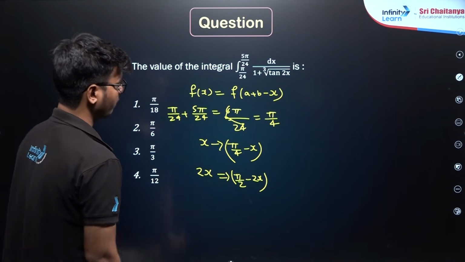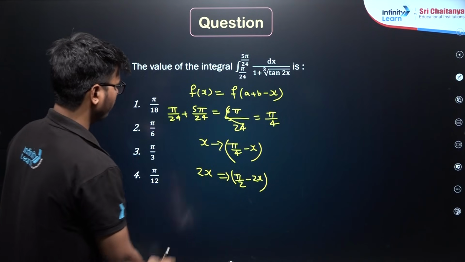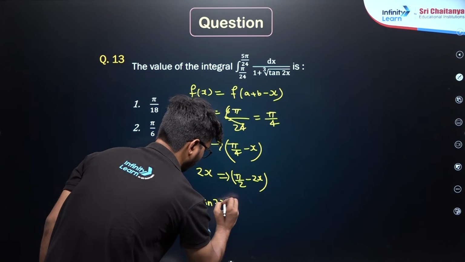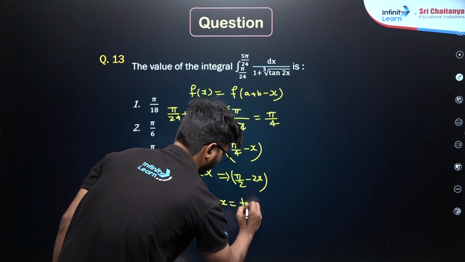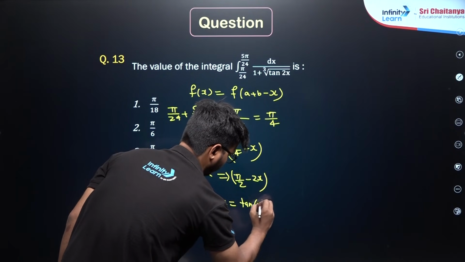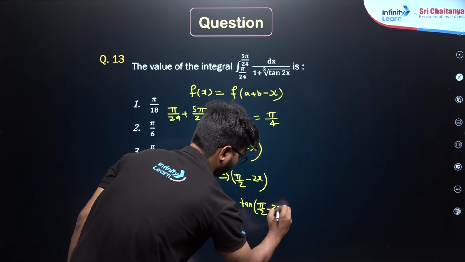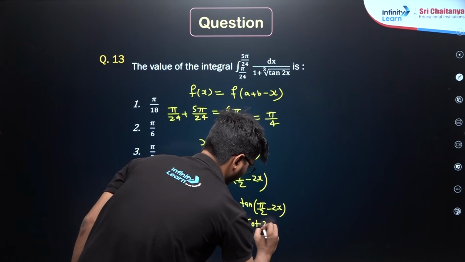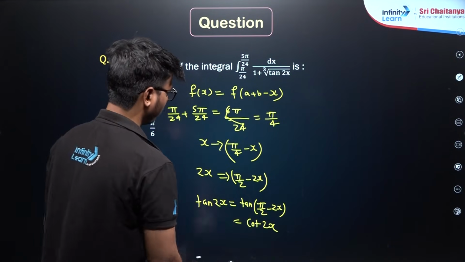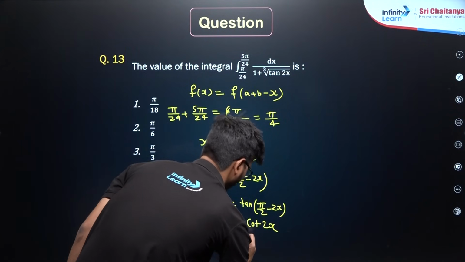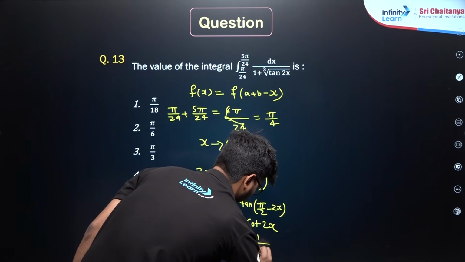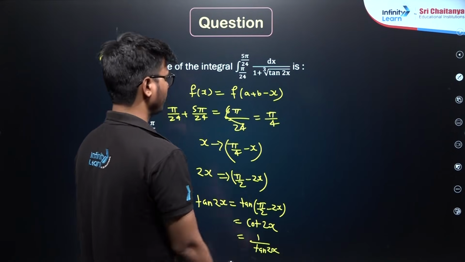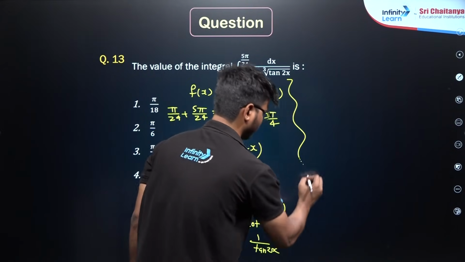Correct? Now if you observe, I am having tan of 2x. So I can write tan of 2x as tan of pi by 2 minus 2x, that is nothing but cot of 2x. Correct? And again cot of 2x I am writing in terms of tan, that is 1 upon tan 2x. Okay, so let's simplify further.